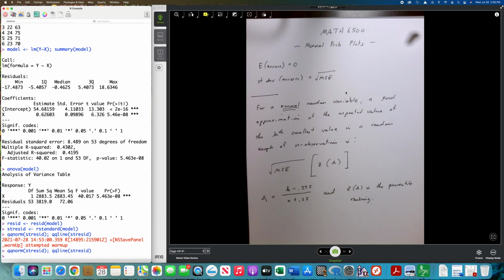All right. So, in exploring normal probability plots further, we work with a couple of assumptions. First of all, the expected value of the errors is equal to 0. The mean of the errors, the mean of the residuals, is 0. And the standard deviation of the errors is equal to the square root of the mean square error.